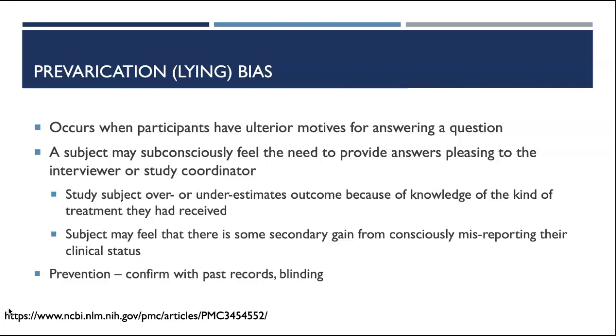You can also make sure to blind people, so that in this second bullet point right here, in terms of those study subjects over or underestimating outcomes because they have knowledge of the kind of treatment they received, you want to make sure that your participants are blinded in your study, right? And so you want to make sure they're unaware so they can't over or underestimate outcomes or their status because they have that knowledge.